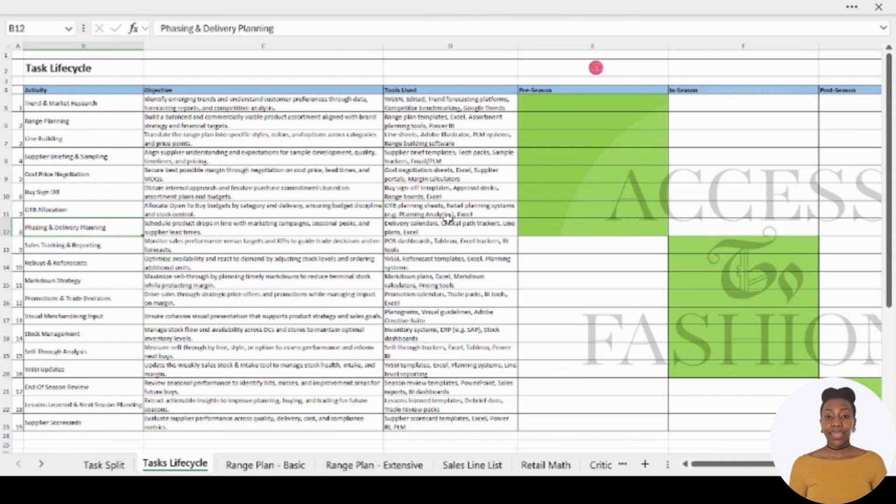So, with your phasing and delivery planning, the objective is to schedule product drops in line with your marketing campaigns and the peaks of your season, and also align them with the supplier lead times too. So, it's really merging those two ends of things.